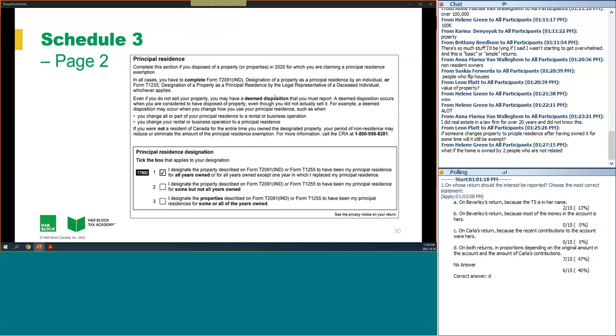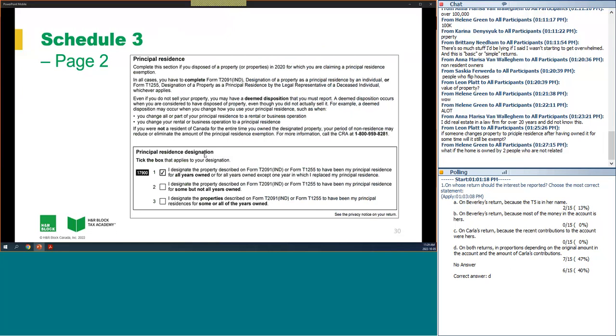Okay. If you're going to designate a principal residence, and again, in this course, we're only going to do people who are going to make the home the only one they have because it gets complicated if you have more than one, and you should see a specialist for that. So if it's the one home you own, then you're going to, on the Schedule 3, enter the principal residence. I'm going to show you where that goes. Then you go to the bottom of your Schedule 3 and you tick box number 1. I designate the property described on Form T2091 to have been my principal residence for all years owned.